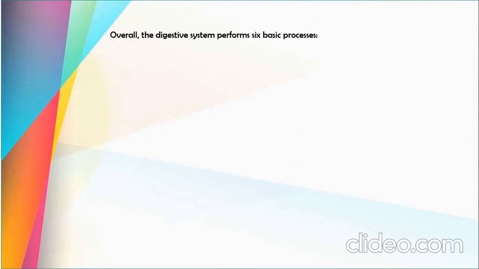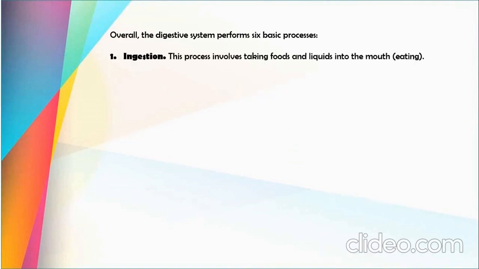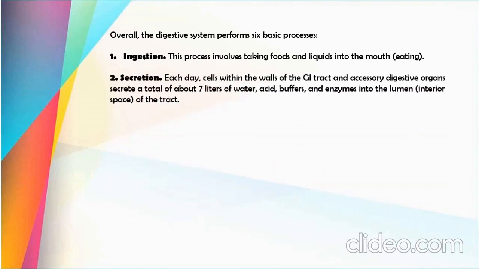Now overall, the digestive system performs six basic processes. The first one is the ingestion. This process involves the taking of the food and the liquids into the mouth, it means the eating or the drinking. Second one is the secretion.